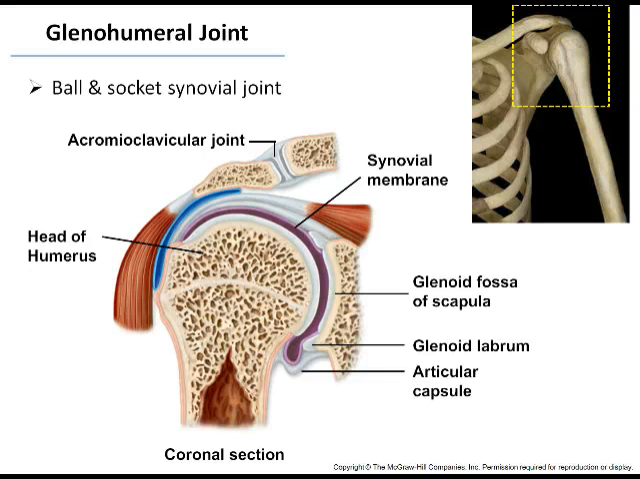Also note the major features of a synovial joint here in this coronal section. We can see the articular or fibrous capsule, the synovial cavity itself, which is lined by the synovial membrane in pink, and there is also articular cartilage lining both the head of the humerus and the glenoid fossa. Note that the glenohumeral joint has an extra accessory feature called the glenoid labrum. This is a fibrocartilaginous ring of tissue that helps to deepen the glenoid fossa and increase the stability of the glenohumeral joint.